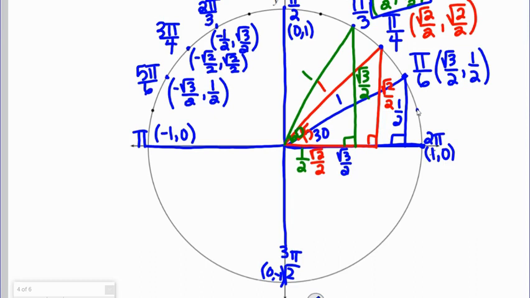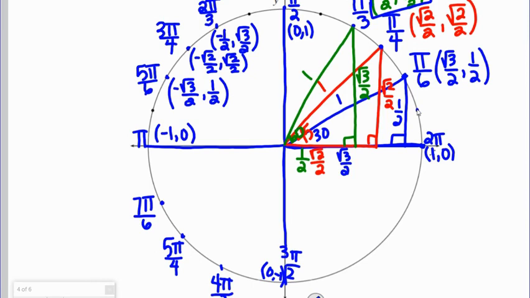In quadrant 3, if we continue on, I know there aren't dots here, so I'm going to do my best to estimate. It might be something like this. This one is 7 pi over 6. This one is 5 pi over 4. And this one is 4 pi over 3. Again, we're going to use the 30, the 45, and the 60 with those same coordinates, only adjusting for the positive and negative within the quadrant. Both x and y are negative in this quadrant.